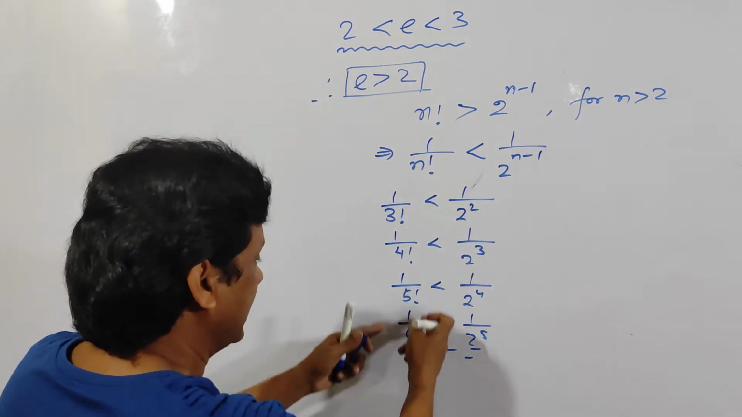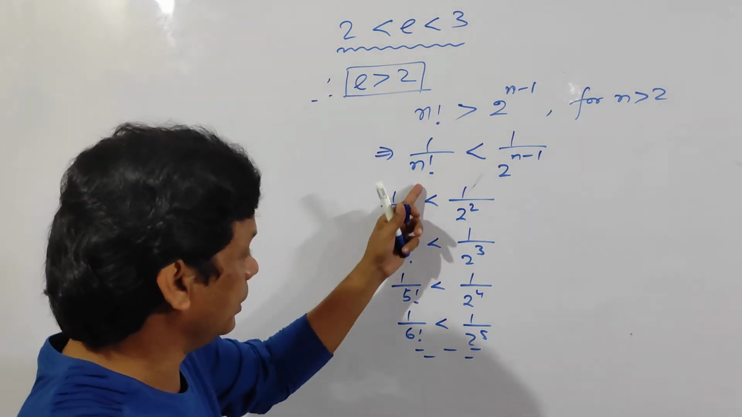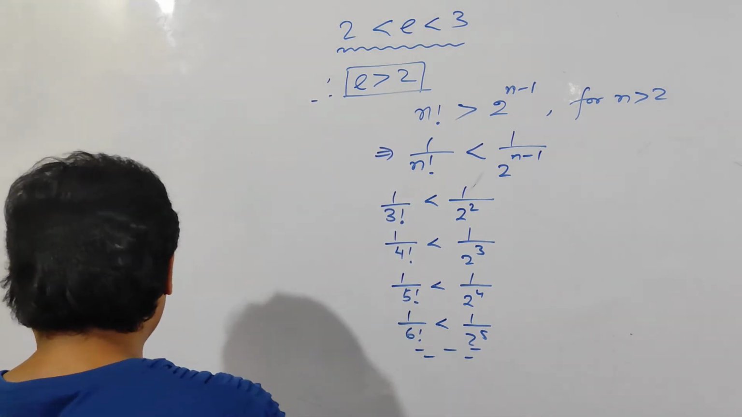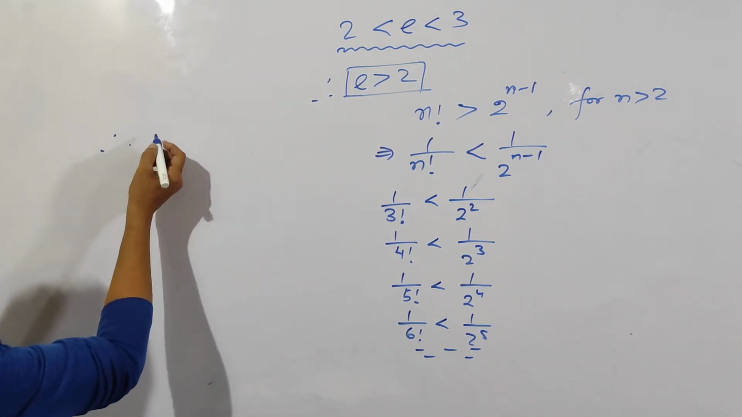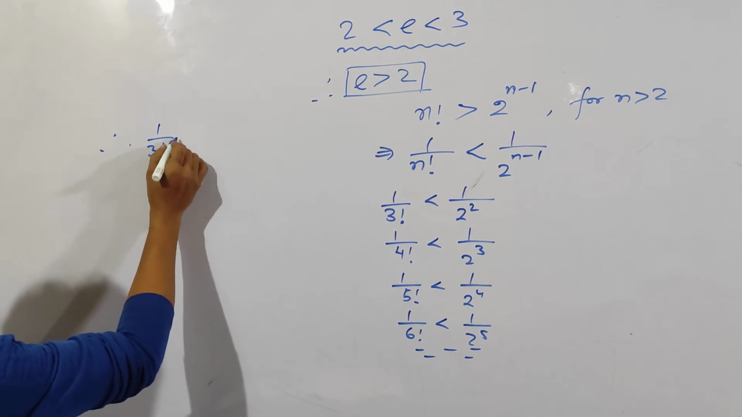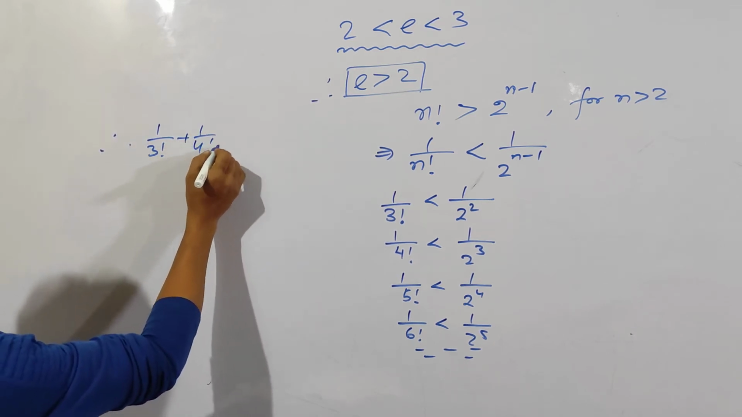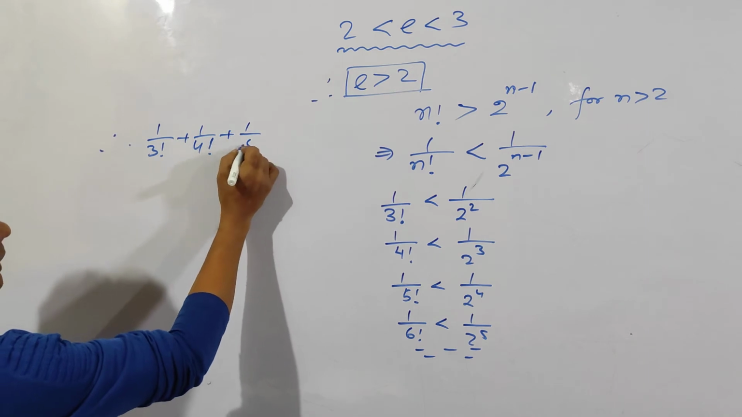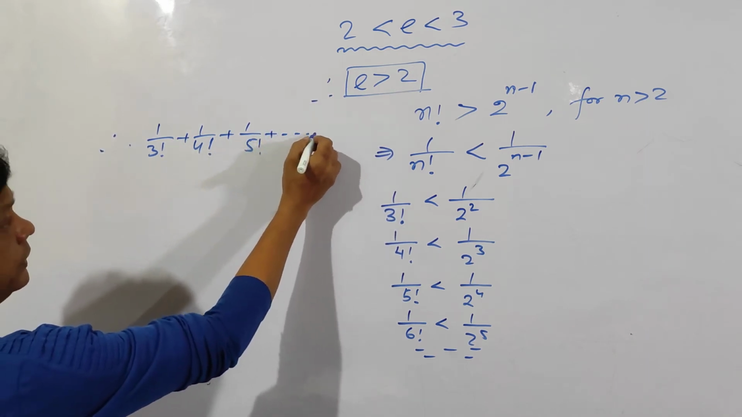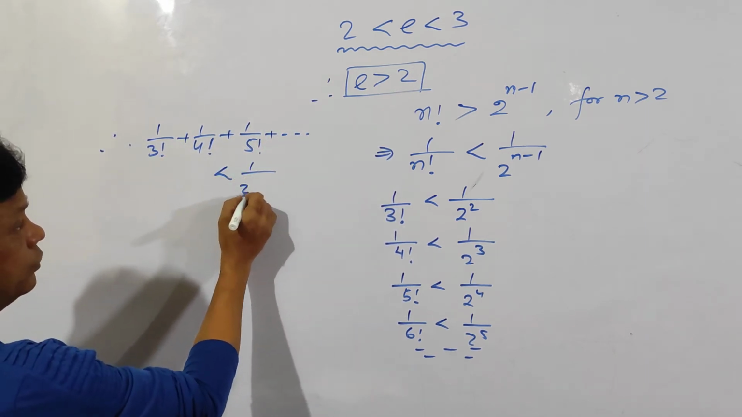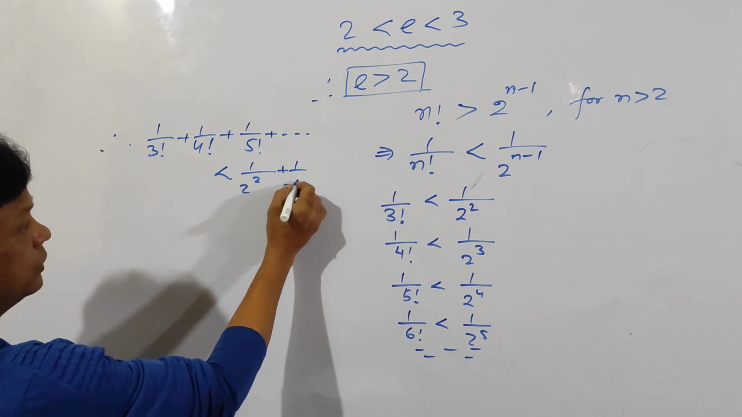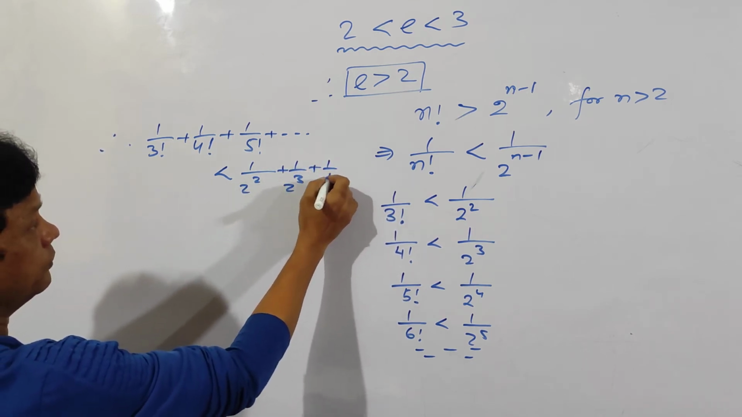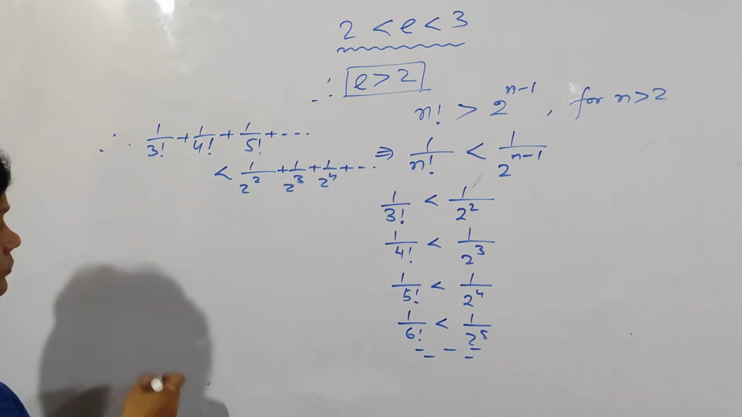So simply add the left hand side and add the right hand sides, and all the signs are same. Is that clear to you? So therefore, adding 1 by factorial 3 plus 1 by factorial 4, I am adding the left hand side, 1 by factorial 5 plus so on, it is less than 1 by 2 square plus 1 by 2 cube plus 1 by 2 to the power 4 plus so on.